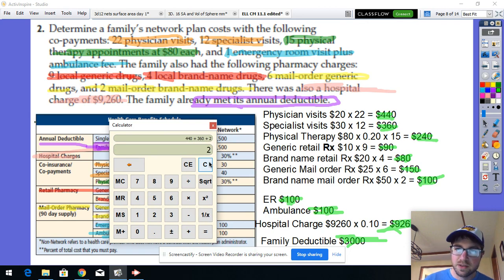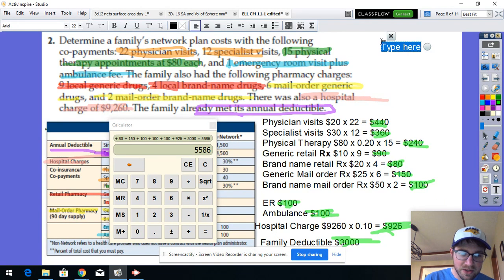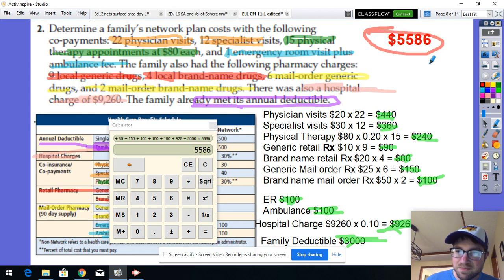440 plus 360, 240, 80, 80, 150, 100, 100, 100, 926 for the hospital charge, and finally the family deductible of 3,000 means at the end our grand total for their medical costs for the year is $5,586. That's not a dollar sign. I'm going to delete that, and I'm going to make it big, and I'm going to make it bold. Boom. Increase in size, and we'll call this red. There's a big old number. Yes, this is the answer to the problem.